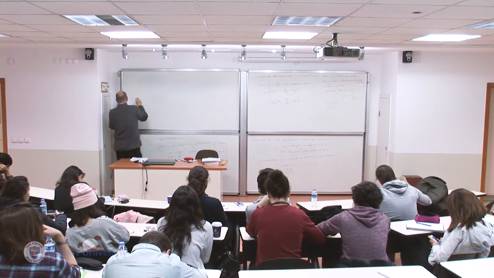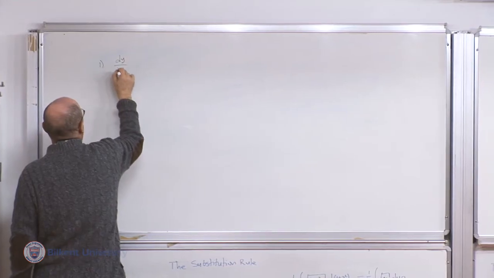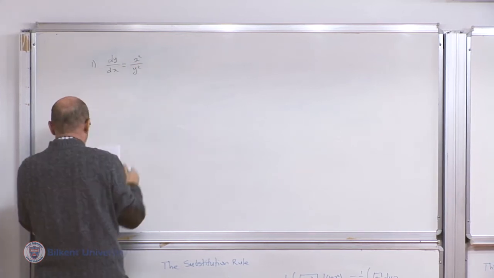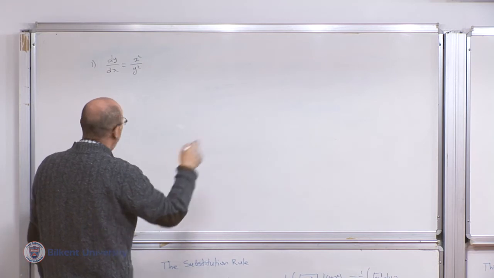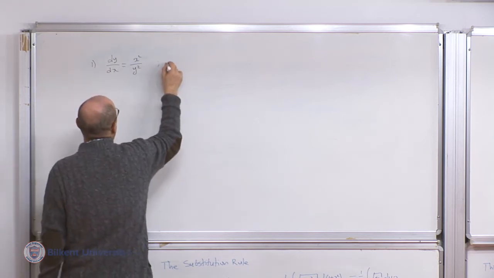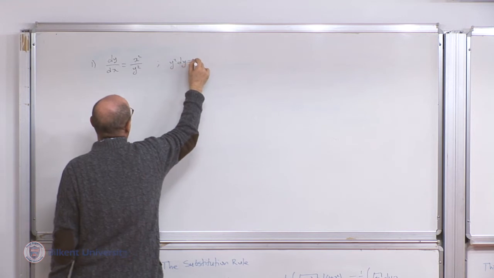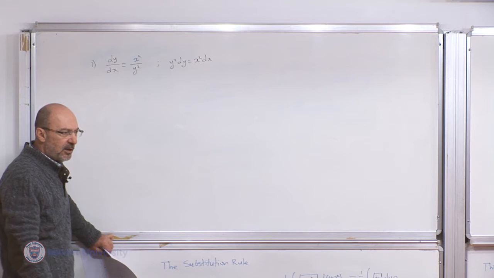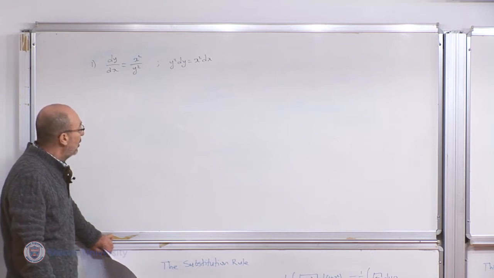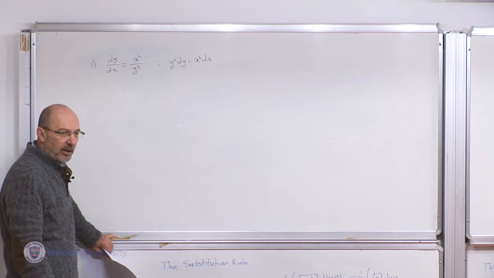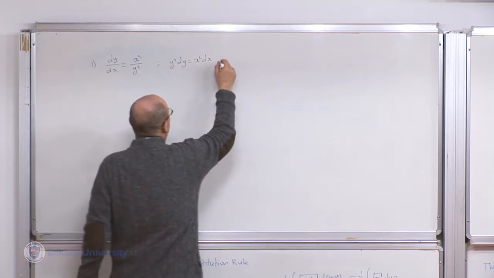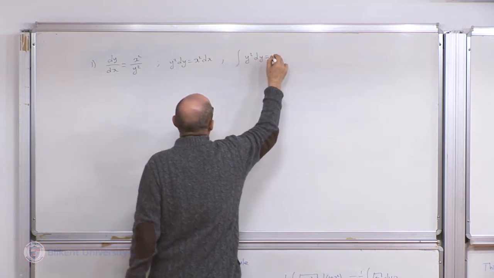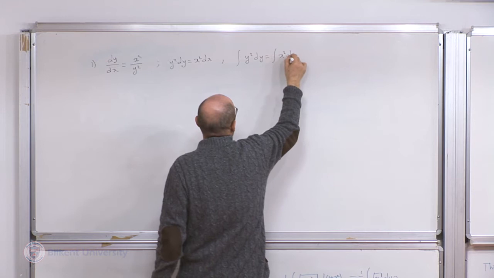Okay, so one example is this. dy over dx is equal to x squared over y squared. So I play the same game here. I have y squared dy equals x squared dx. Okay, so this is a simple example as far as integration is concerned, but I'm doing it to demonstrate the technique. Okay, so we integrate both sides. Integrate y squared dy equals integrate x squared dx.